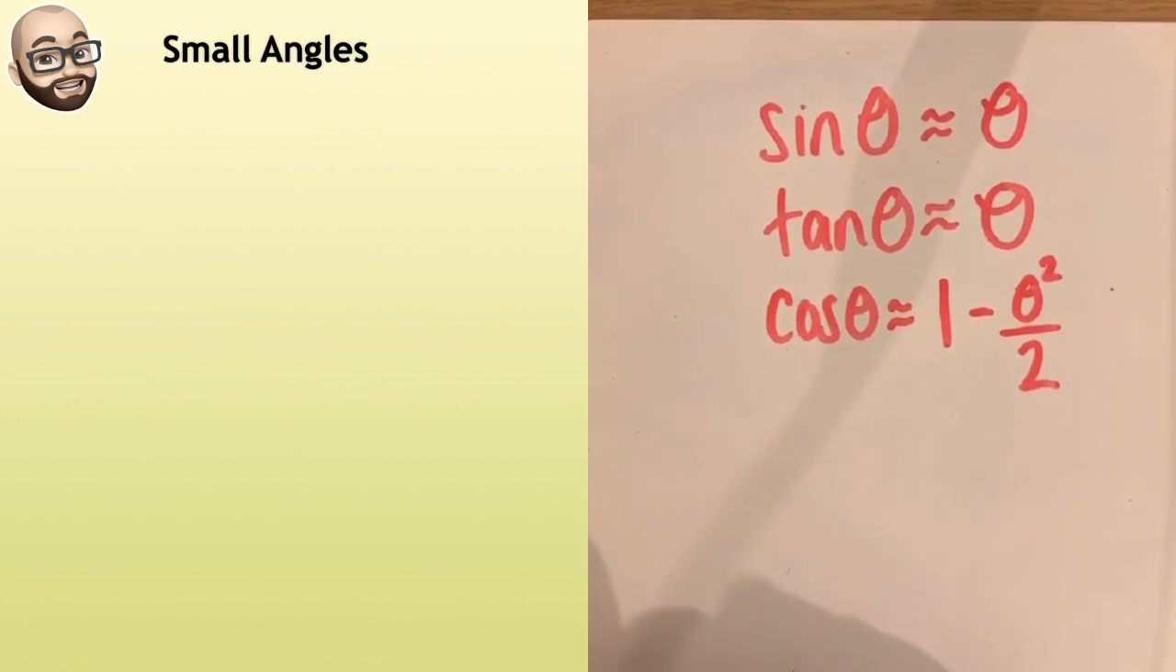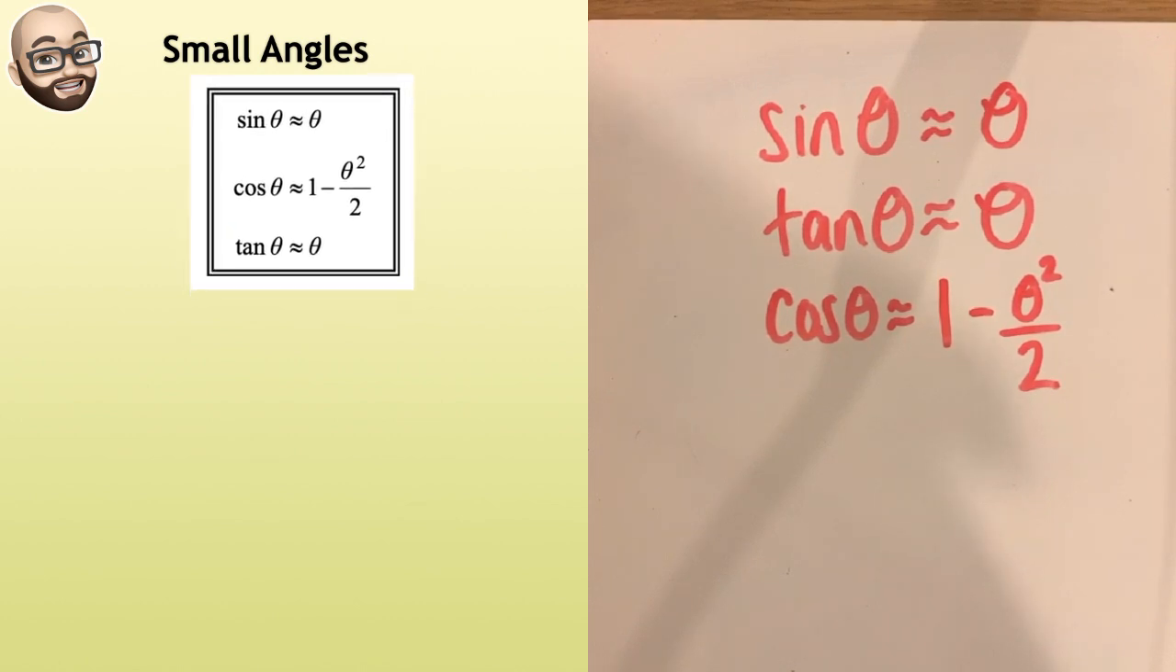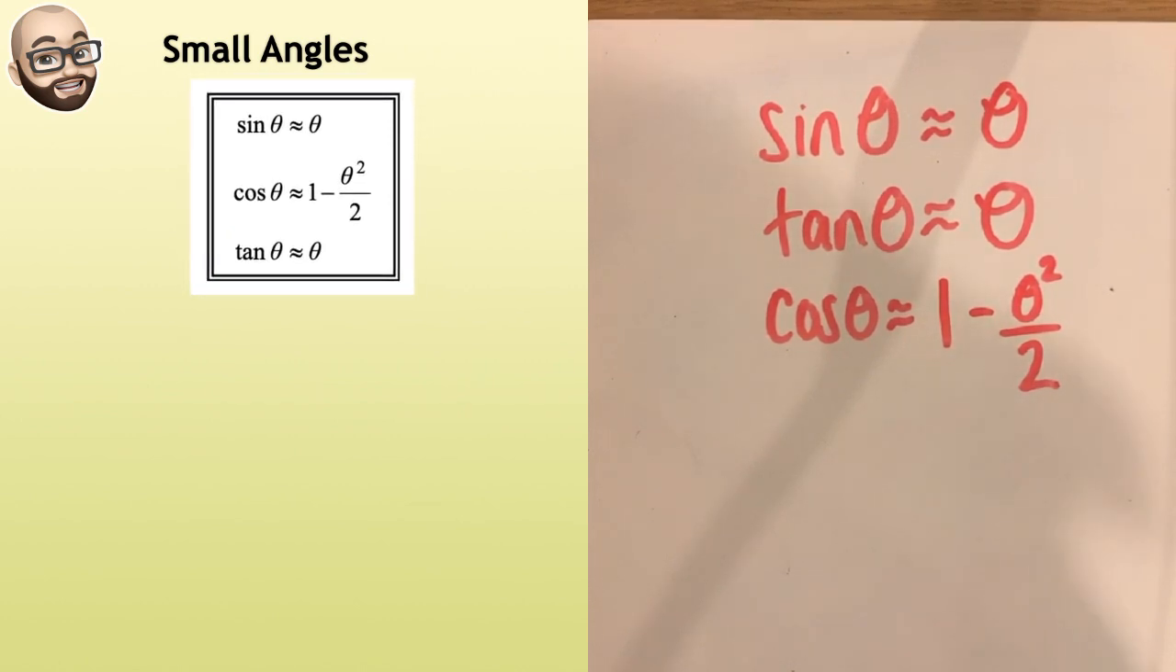Okay, so those are the 3 small angle approximations, and the very, very good news is you do not need to remember any of these because they will be given in your formula booklet. However, on today's sheet, they are going to be at the top of the page, and I'm going to keep them on screen so that we can use them to help us work out some answers.